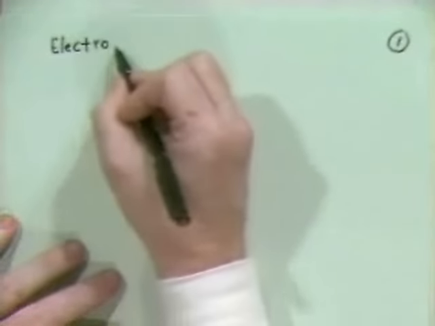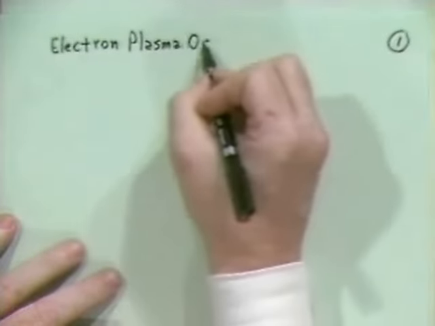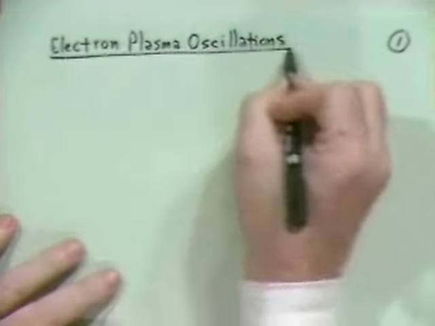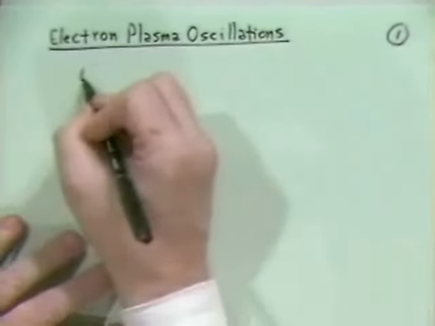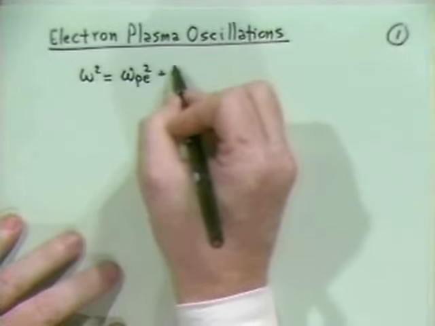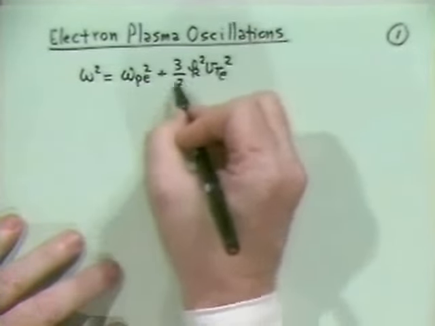Okay, today what we want to focus on is first finishing up just a little bit of detail about these electron plasma oscillations. First let me remind you what we had as our dispersion relation for those modes, so electron plasma oscillations. What we had as our dispersion relation was that omega squared was equal to omega PE squared plus 3/2 K squared V thermal electron squared.